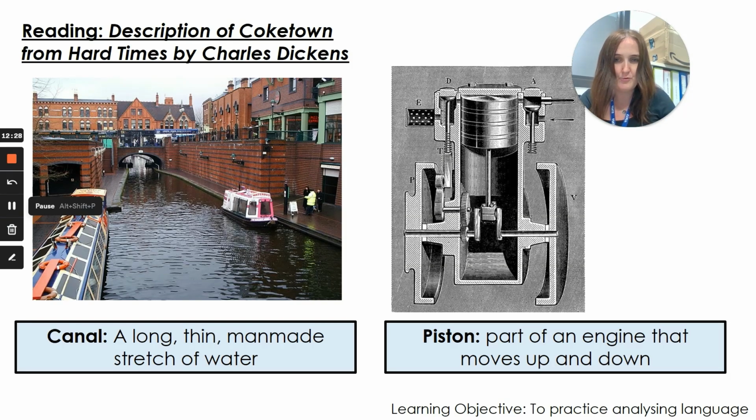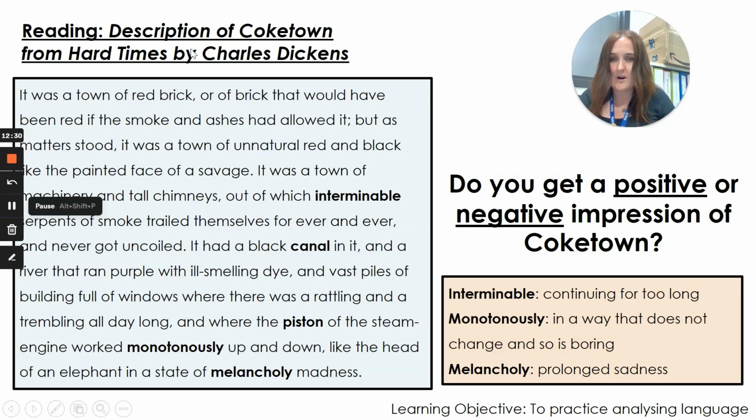Okay, I think we're ready to read now. Here is our extract, so you can follow along with me. It was a town of red brick, or of brick that would have been red if the smoke and ashes had allowed it. But as matters stood, it was a town of unnatural red and black, like the painted face of a savage. It was a town of machinery and tall chimneys, out of which interminable serpents of smoke trailed themselves for ever and never got uncoiled.